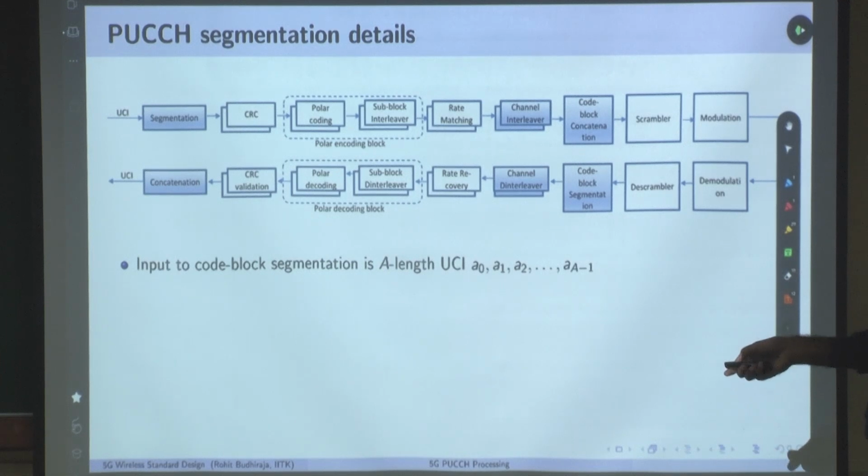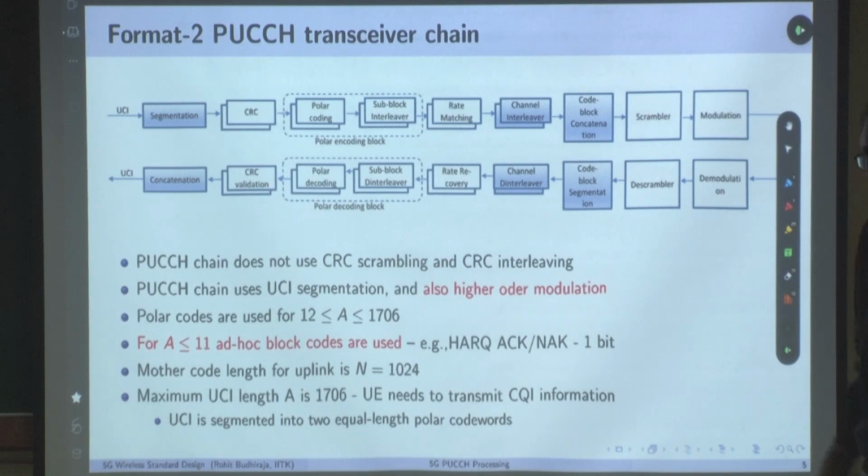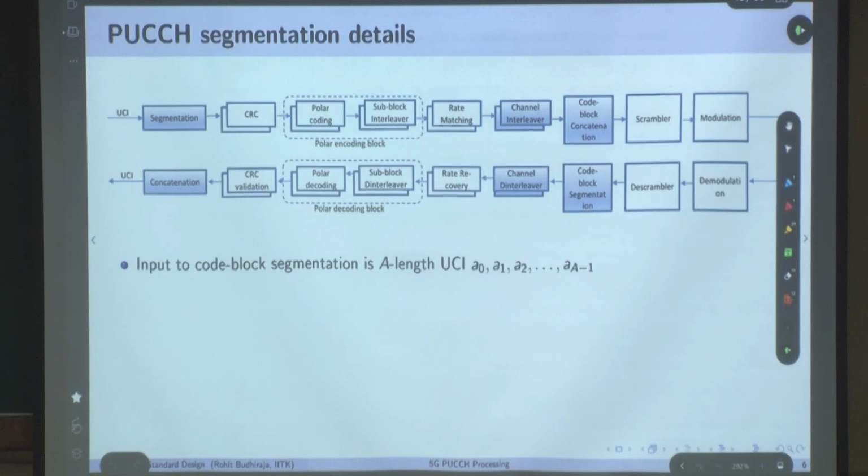Now, these were the broad facts about the UCI. You have gotten the UCI, and then you want to transmit it. What is contained in UCI? We saw MCS information and channel quality information. Once the UCI is decided, then it has to be segmented, depending on the particular length. So the input to what we are discussing now is this segmentation block.